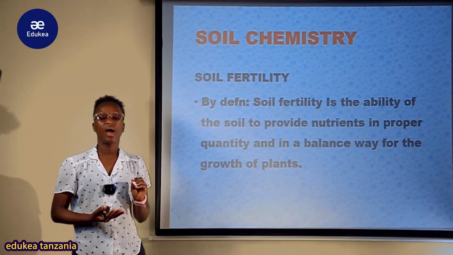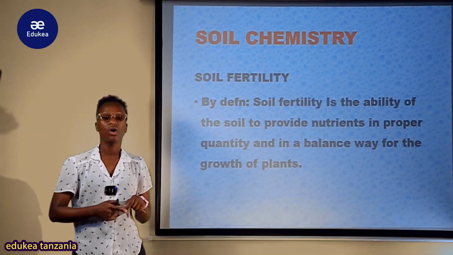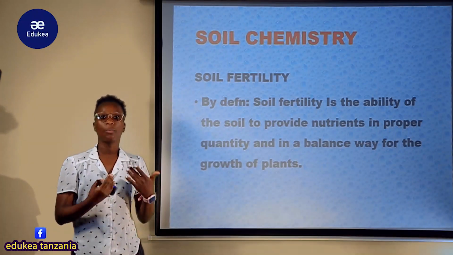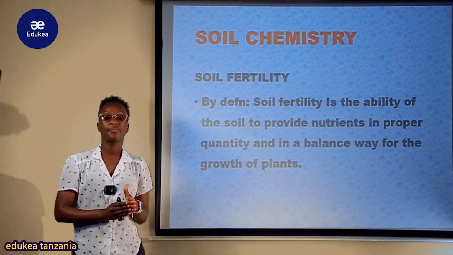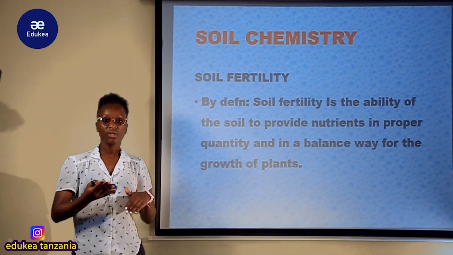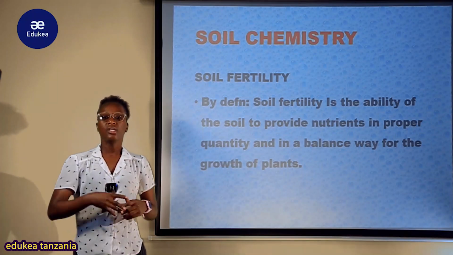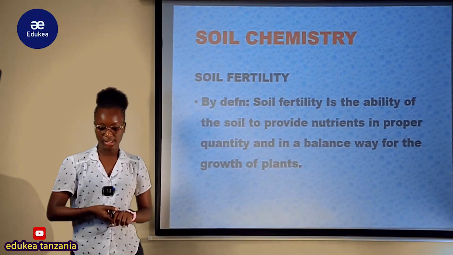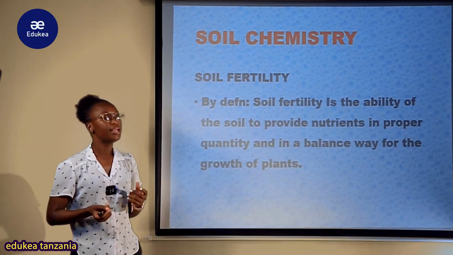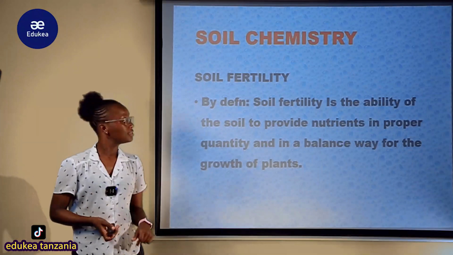Maybe the plant requires a certain nutrient in large quantity or small quantity. So ule uwezo wa soil kuprovide the proper nutrient of the plant according to their demand, for instance in large quantity or small quantity, so that it can favor plant growth. That is what we call soil fertility. Kumbe soil fertility tunaangalia ile ability, ule uwezo wa soil kufanya hicho kitendo.